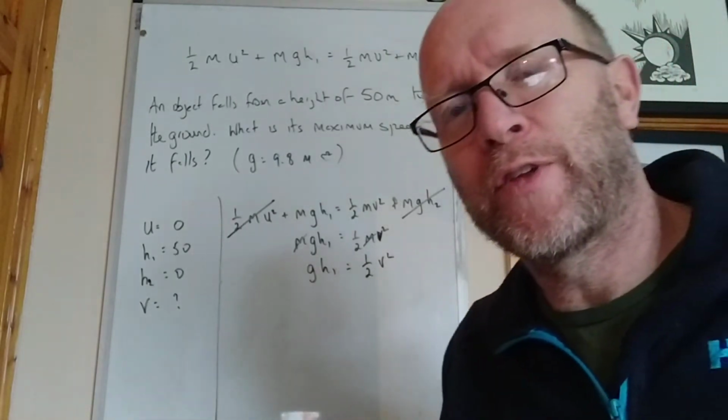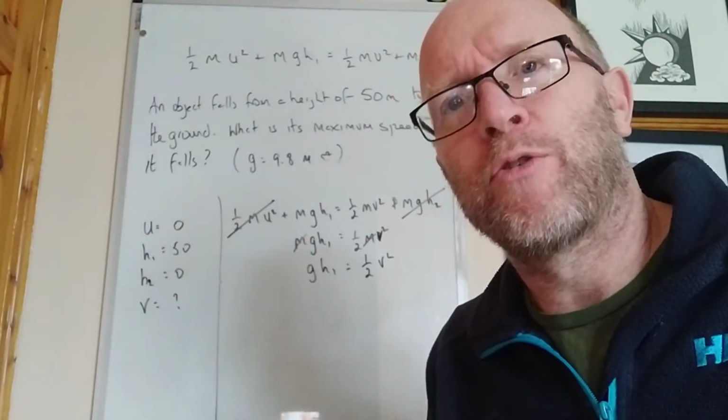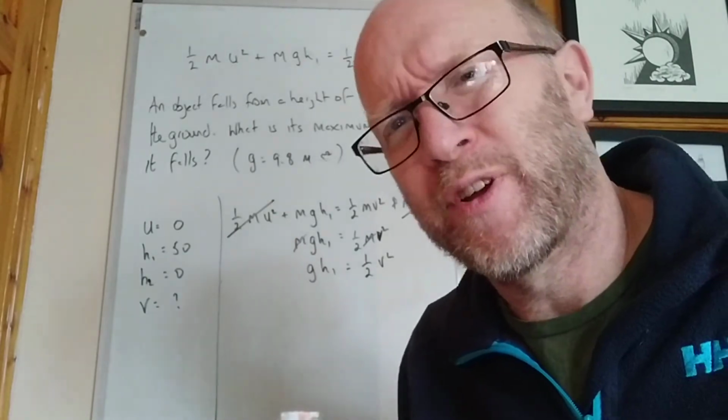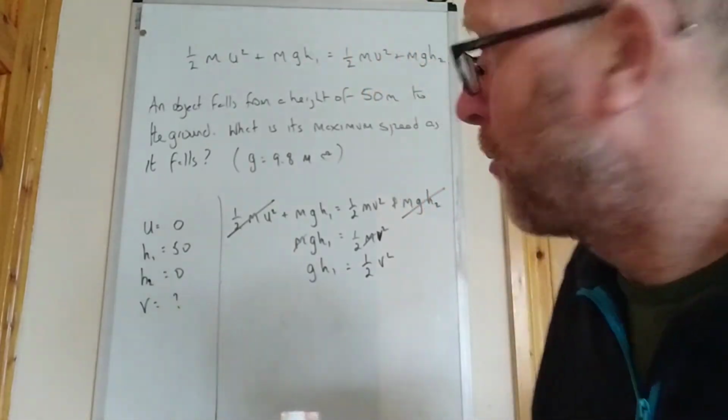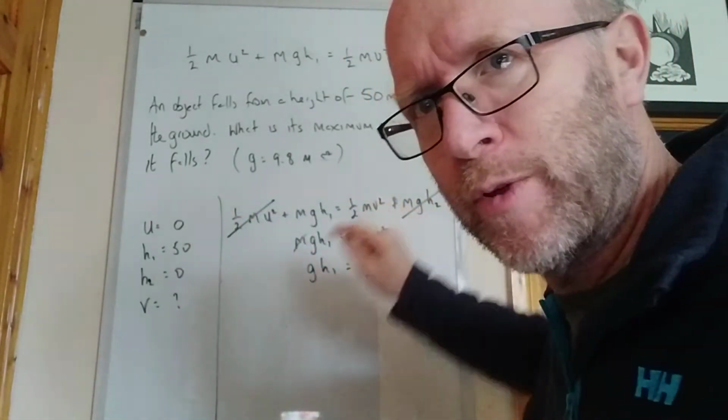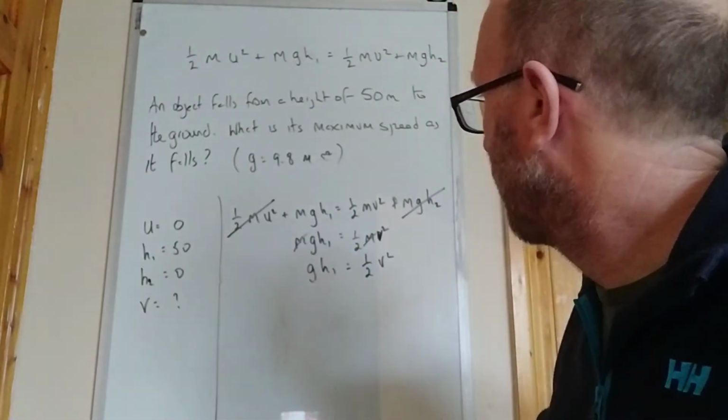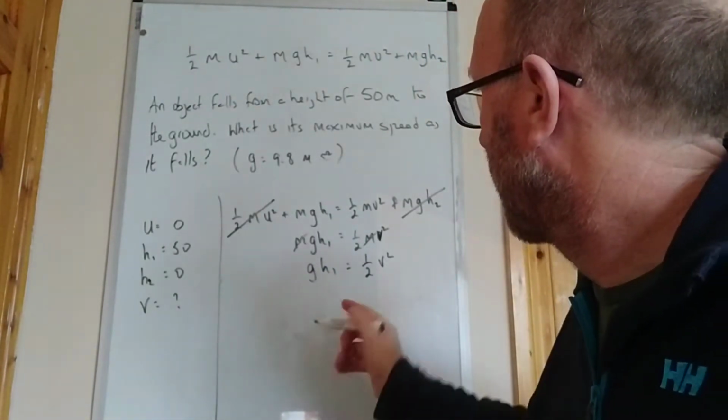So you have two ways of doing that. You do it my way, this way, or you could put in your zeros and they'd all disappear out. I think this is the better way to do it, and I'm suggesting you always start with that. So we've got gh1 equals a half v squared, and now we can start filling in.